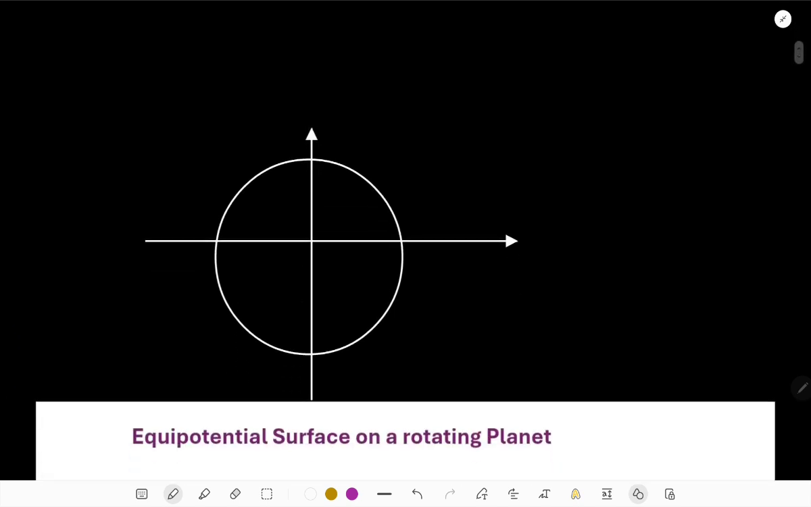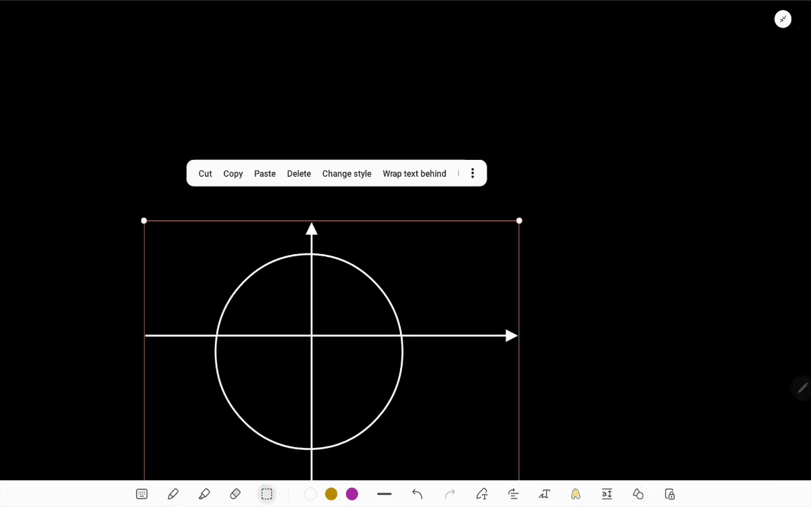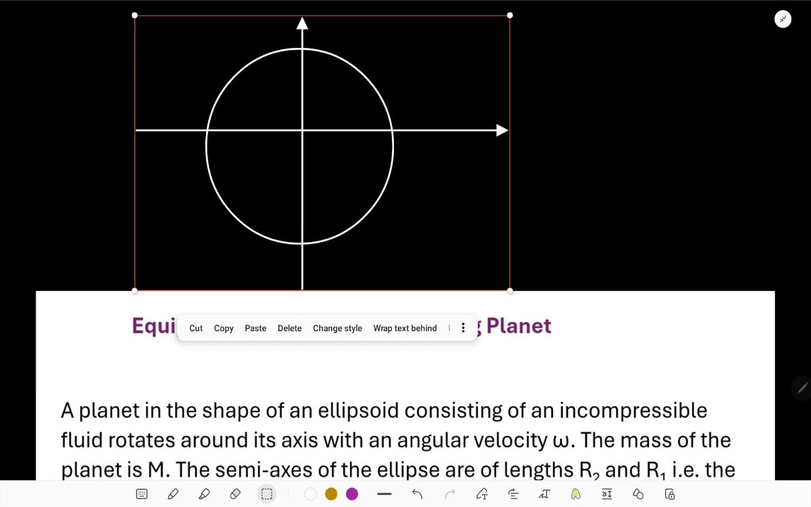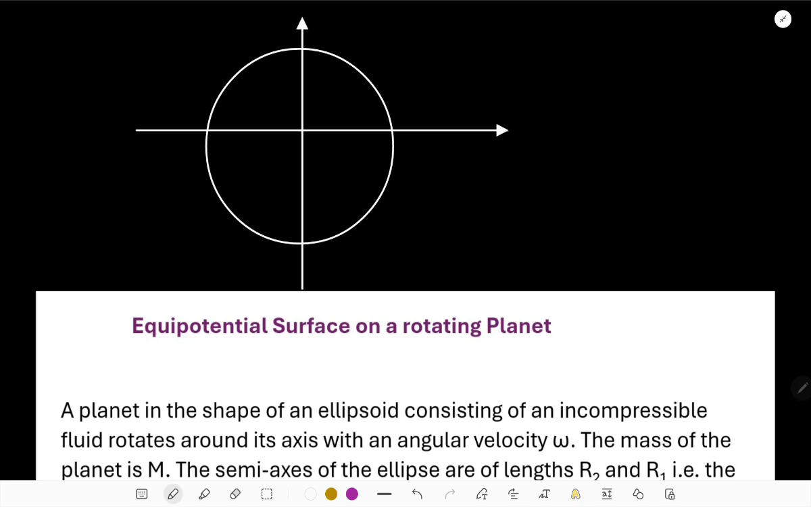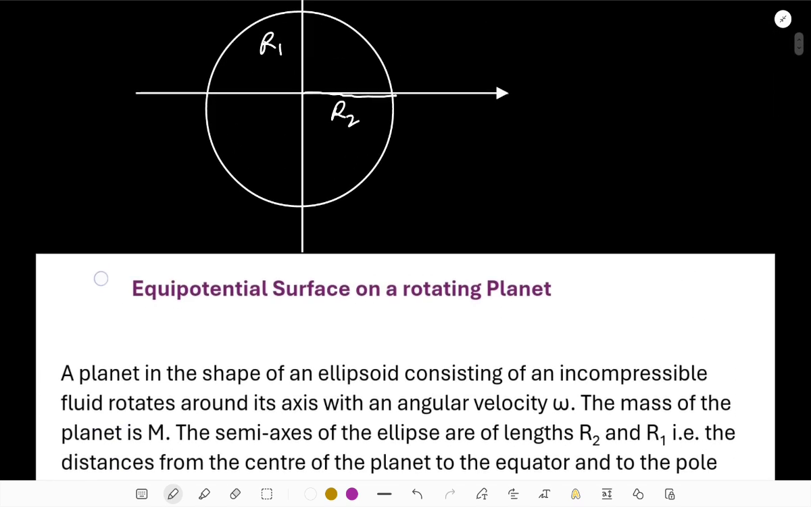I would like to take this radius as r2 and this radius as r1, because it was given in the problem that r2 and r1 are distances from the center of the planet to the equator and to the pole. So my choice is good.